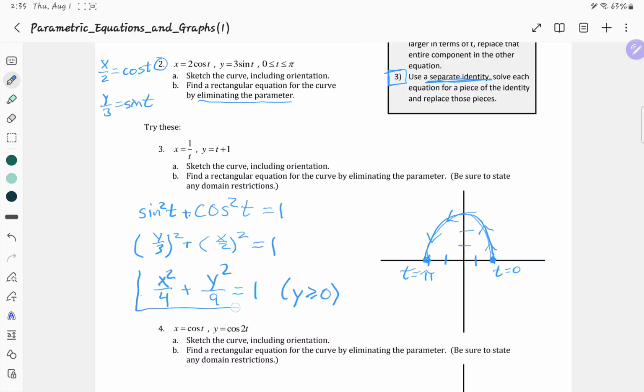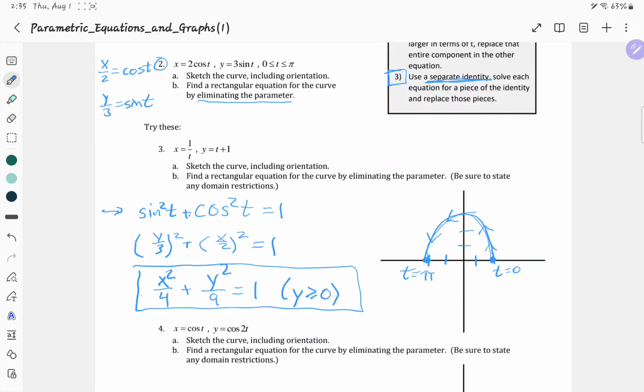So this would be what they call finding the rectangular equation and eliminating the parameter. So that parameter t is no longer in there, just the x's and y's. So that's number 3, using a separate identity. In this case, that Pythagorean identity, sine squared plus cosine squared is always 1. And then we can replace that sine and that cosine with stuff in terms of x and y, and that helps us write that equation just in terms of x and y.